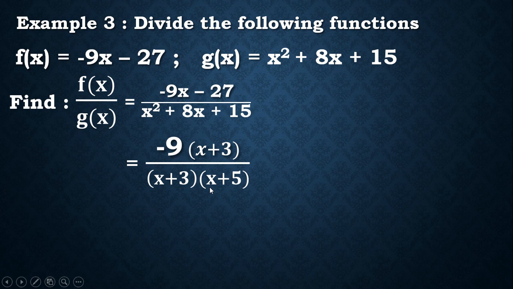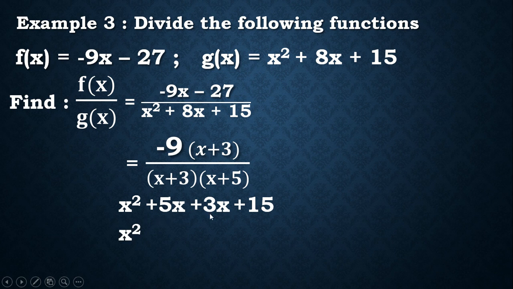X times x, that is x squared. X times positive 5, that is plus 5x. And then we have to multiply 3 by x, that is 3x. And then 3 times 5, we have plus 15. And then we have to bring down x squared. And then we have to add these terms because they are like terms. They have the same variable and same exponent, which is exponent of 1.